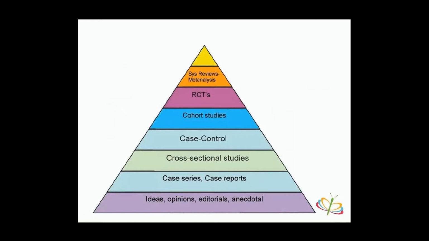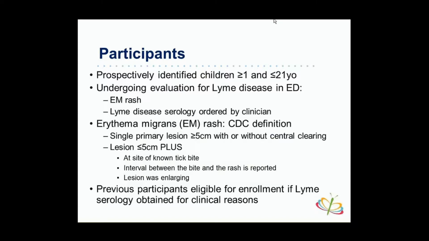So the study looked for children who were undergoing Lyme evaluation for disease in the ED. The population included children from ages 1 to 21 years old. It was determined that they were being evaluated for Lyme disease by one of 2 factors. Either they had an erythema migrans rash, or the clinician treating them was suspicious based on their history and ordered Lyme serology.